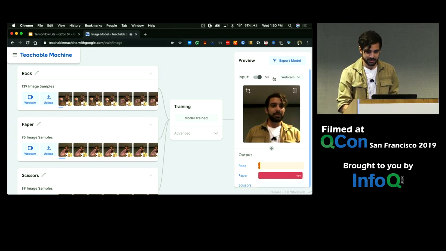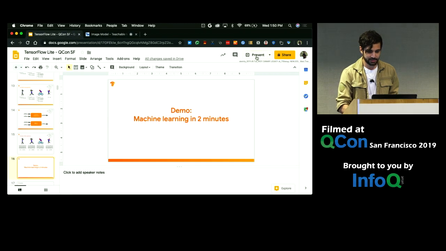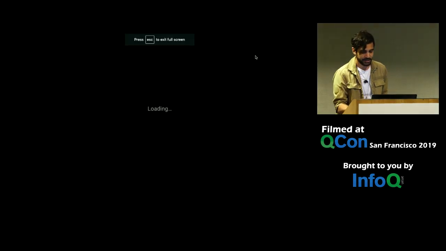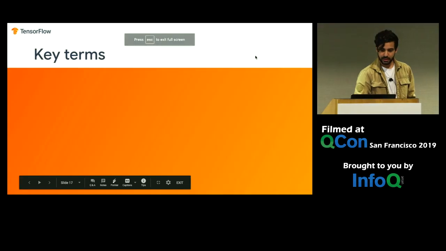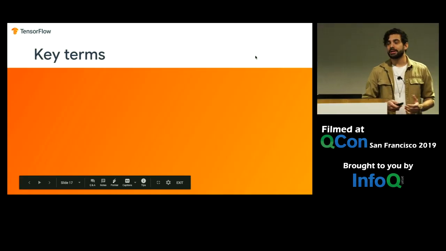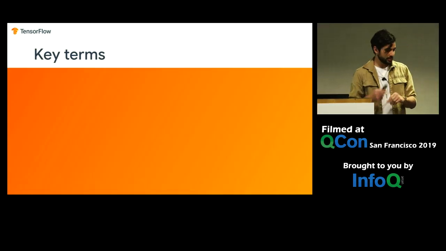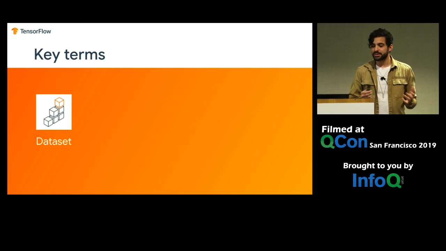So let me pause that for now, and we'll go back to our presentation. Before we go on, I want to cover some key terms, just so that we're able to talk about this stuff fluently. The first thing that I'll define is a data set. A data set is the data that we're going to be feeding into the model during training. And that includes, in the case I just showed, the photos of me doing the gesture and also the label.